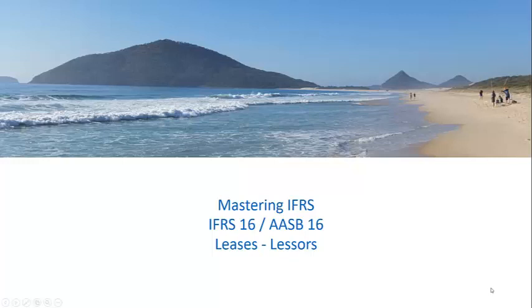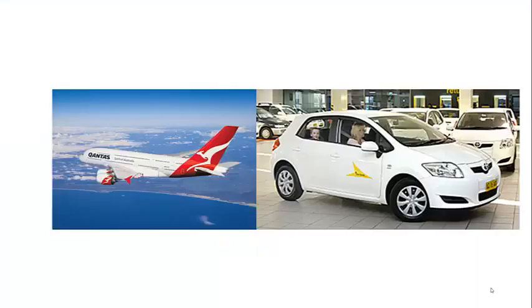Our attention now shifts to the other side of the transaction, and we focus on lessors and the accounting requirements of IFRS 16, AASB 16 for accounting for leases for lessors. To guide us through this part of the accounting standard, I'm going to ask you to think about two distinct types of transactions. One is the lease of a substantial asset for a substantial period of time, for example a large aircraft, and the other is a short-term lease of a small asset, a rental car.